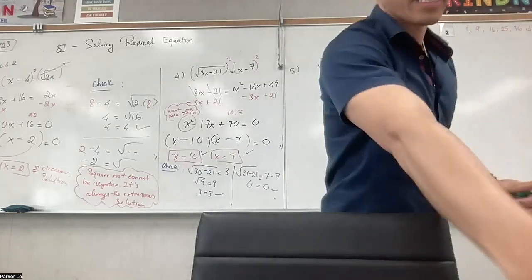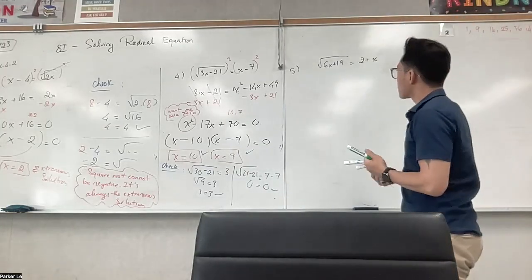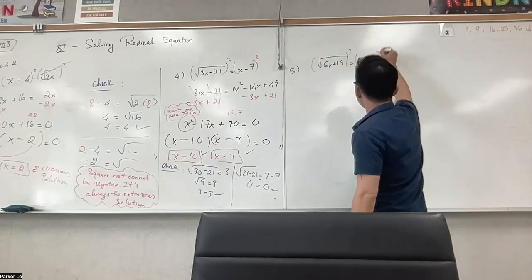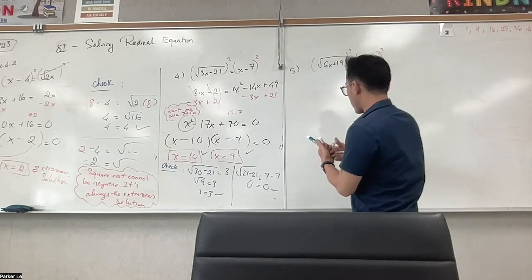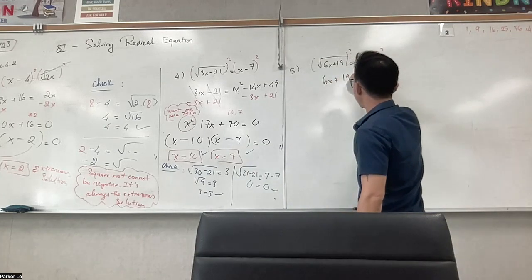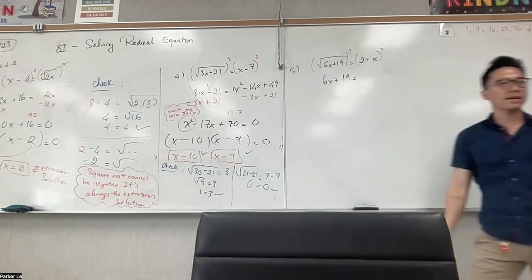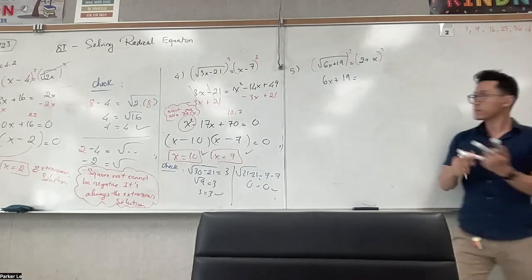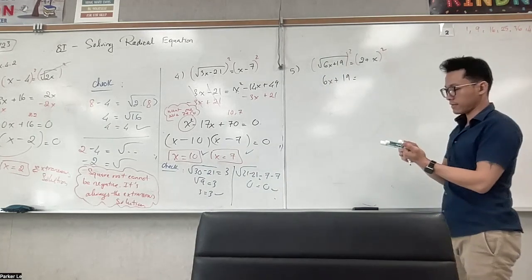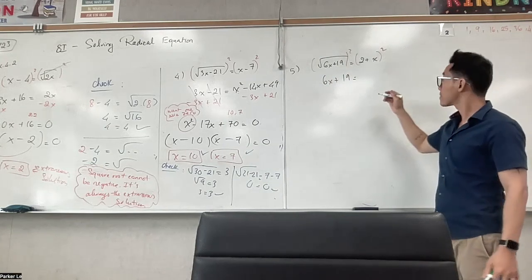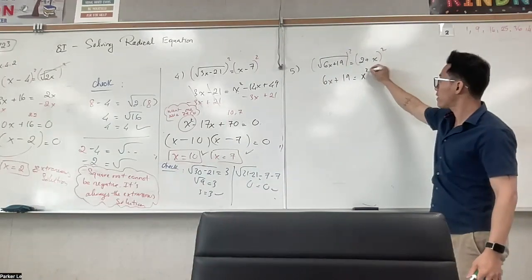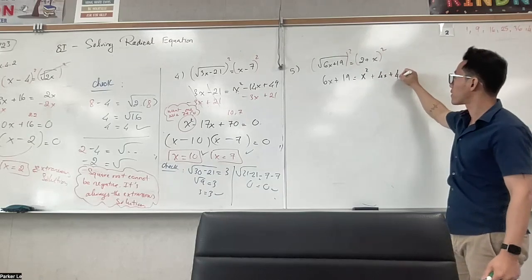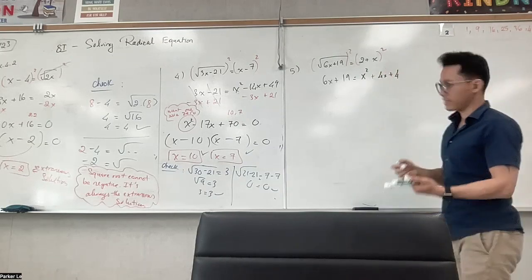They're very similar. All right, what do you want to do? You want to take the power 2, square it. Square it, cancel out. So 6x plus 19. What is 2 plus x squared? 2 plus x, squared: x squared plus 4x plus 4. Good.